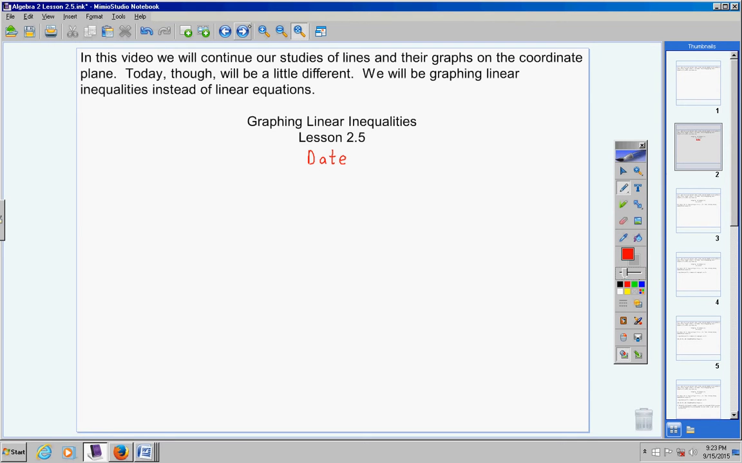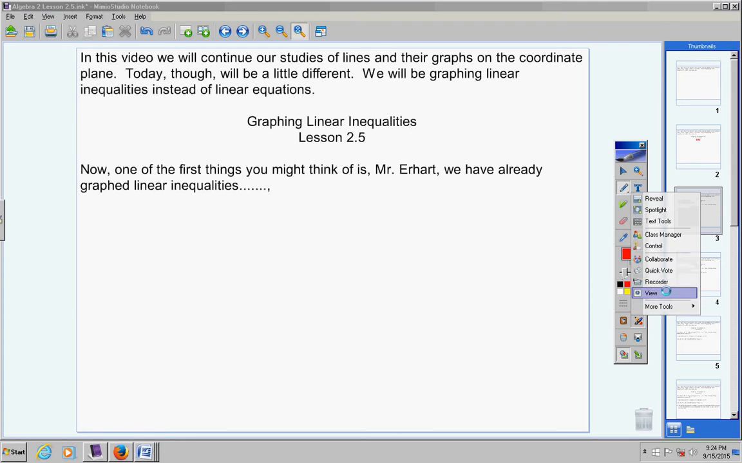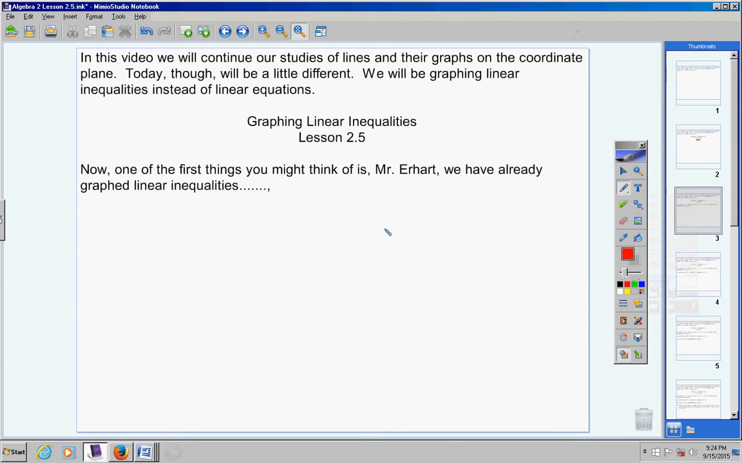Alright, moving on. Now, one of the first things you might think is, Mr. Earhart, we have already graphed linear inequalities. And if you thought that, you are correct. But let me show you the difference of what we've done in the past and what we're going to do today. In the past, we had something like this, and you do not need to write this down, just watch.